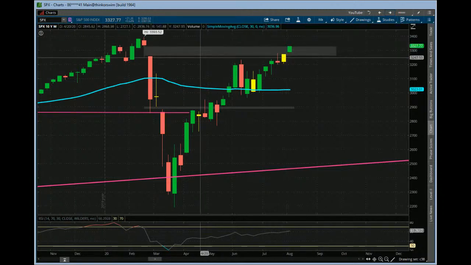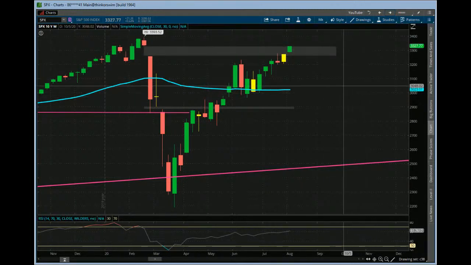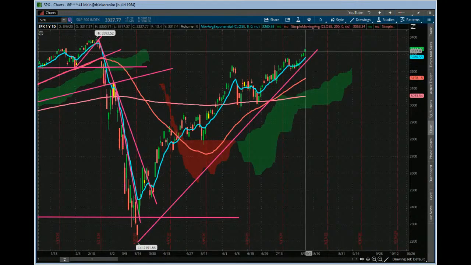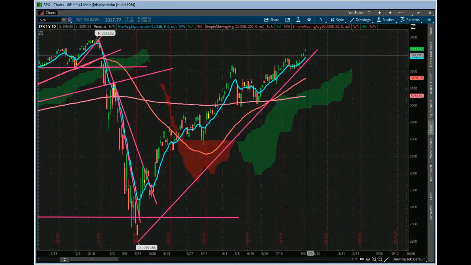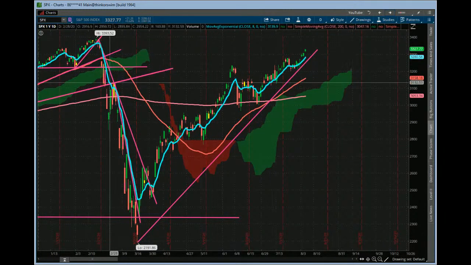Hopefully they'll just ignore that one and keep working their way up. But the gap filled right here, and it was a low volume, narrow range day. In fact, today was 13.4 points. It was a little lower than that. They gave a little push at the end of the day, but it was the lowest range day during the entire Corona crash.